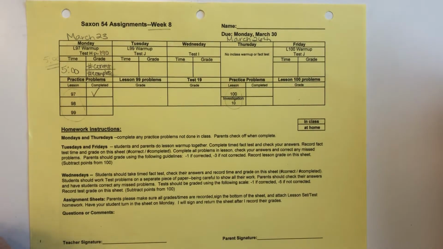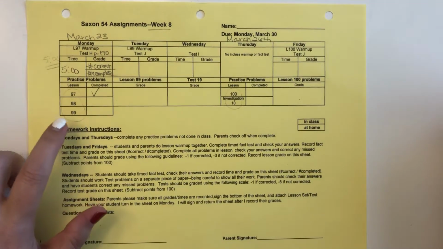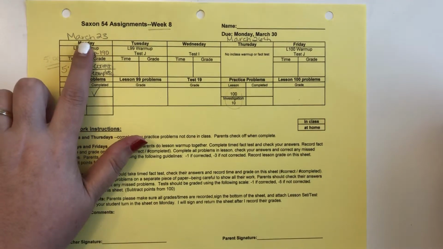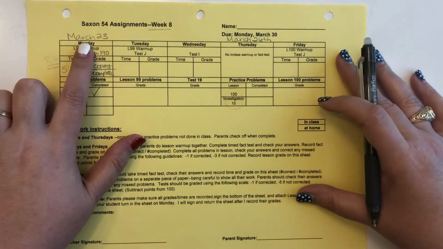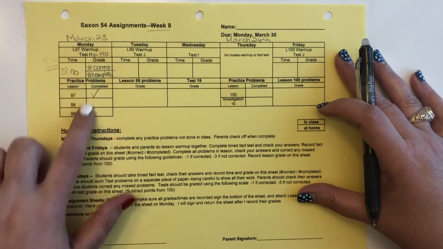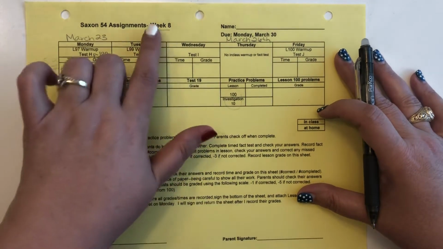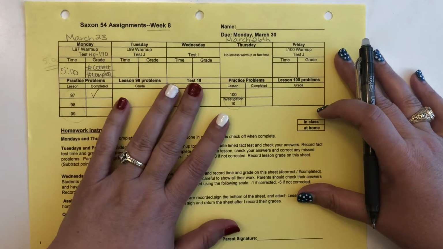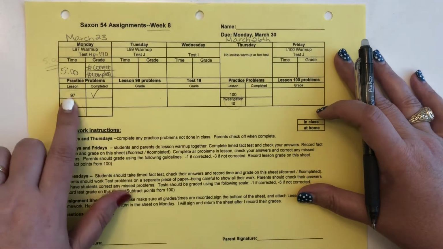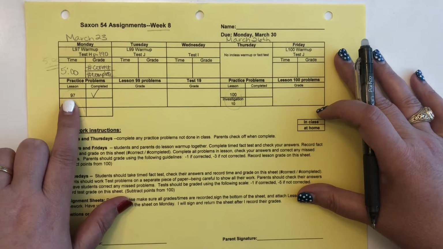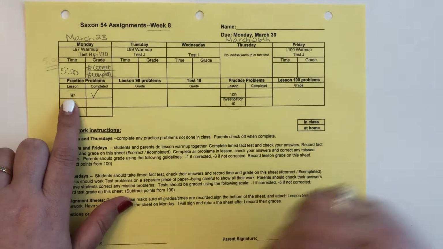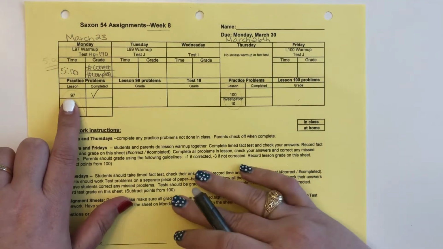Hi Math 5-4 friends. This is the second lesson for Monday, March 23rd. I'm hoping you can see that written on my paper over the Monday. This is my yellow week 8 assignment sheet that you all have in your folder. I have done a video for lesson 97, so that will be loaded in Google Classroom for you to view.